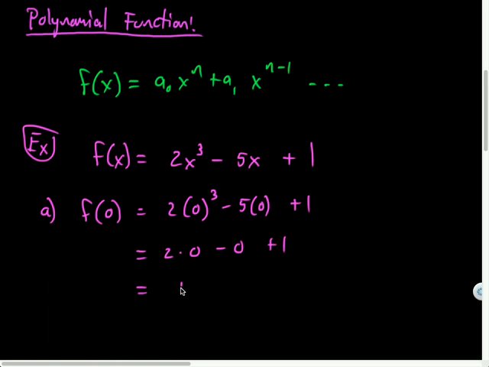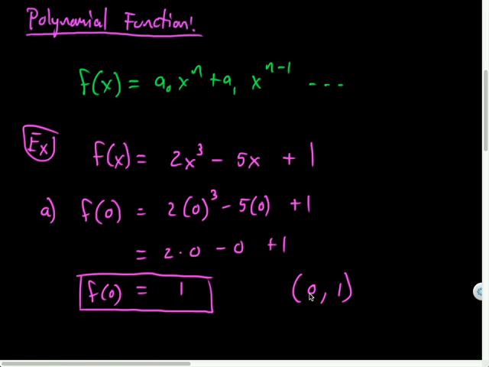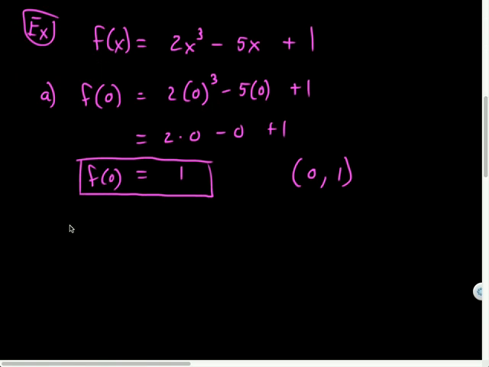Plus 1 is 1. So I get f of 0 equals 1. Graphically speaking, I could have written that as the ordered pair (0, 1). When the x was 0, the y was 1. Let's do, what if I wanted to calculate f of, let's say, negative 2? You could do 73 if you wanted, but that'd be a lot of work. But we could.